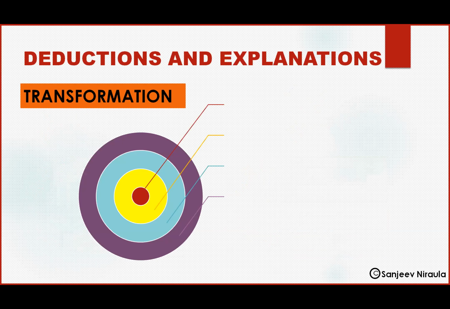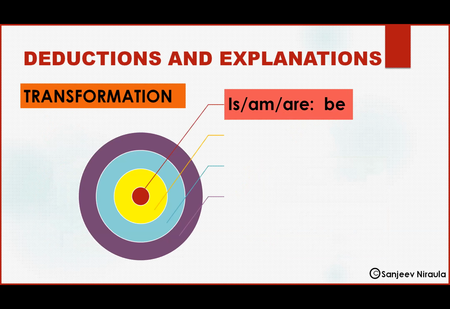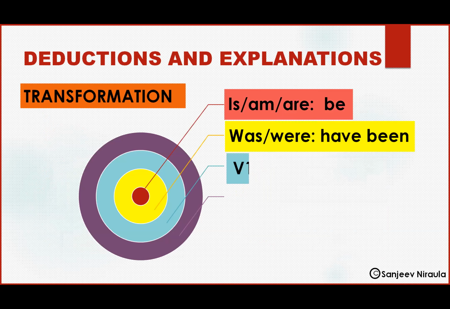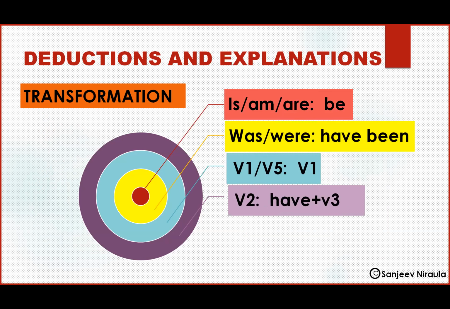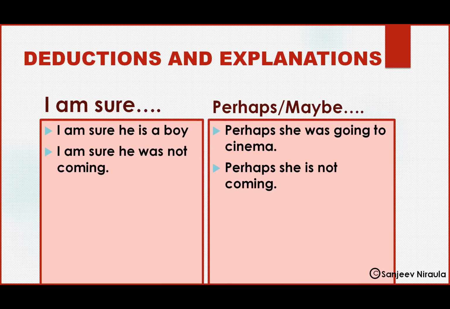The second rule is transformation. Is, am, are of the question change into be, was, were into have been, verb 1 into verb 1, and verb 2 into have plus verb 3rd. This is something very important in deduction and explanations. Having read these two basic rules, now it's time to use the modal verbs in the answer.